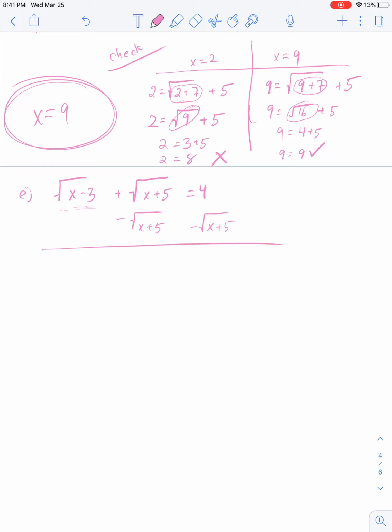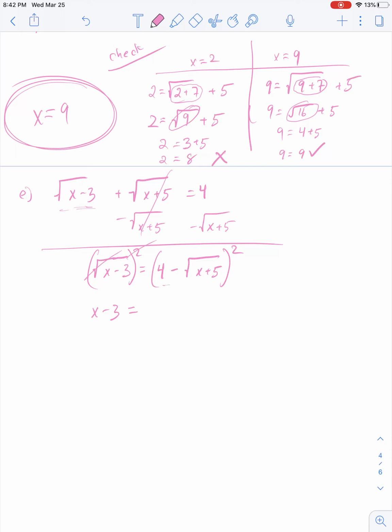The square root of x plus 5. So now we get the square root of x minus 3, all right, equals 4 minus the square root of x plus 5. So we're working with this one. We want to get rid of that radical, okay? So now let's go ahead and just like we did before, we take this to the power of 2, take that to the power of 2. This radical and that cancels, so we're left with x minus 3.